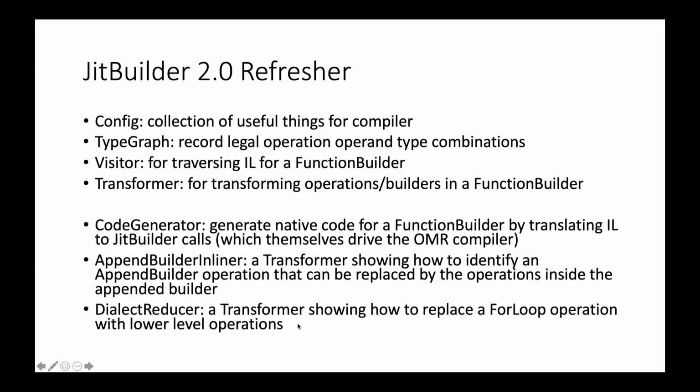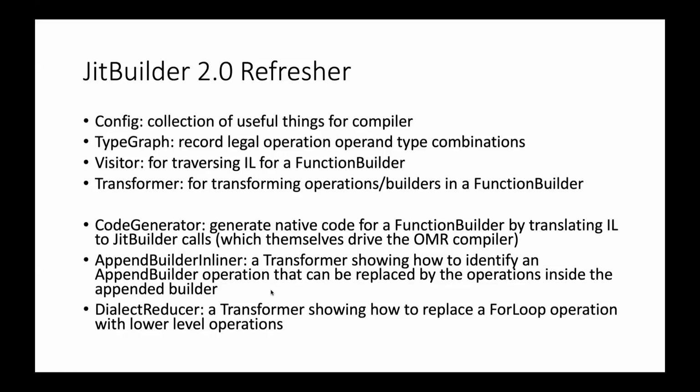And then there's another thing which I call dialect reducer, which I guess is a bit of a reference to some of the similar kinds of things that are in MLIR. So this is basically a transformer that shows how to replace a for loop operation with lower level operations. So it shows you how to reduce more complicated operations into lower level operations by using this transformer mechanism. So this is basically where I don't think there's anything really new in here compared to what I would have talked about before. And so now, what's different now?